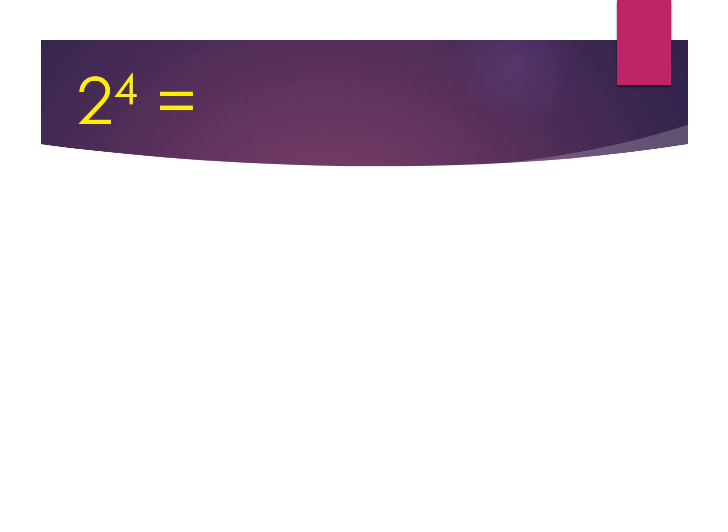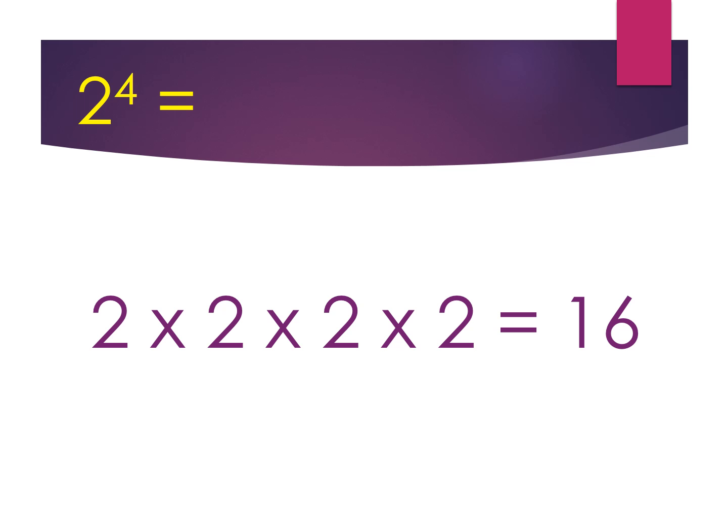In this example, we have 2 to the fourth power, and we want to calculate what that is. What 2 to the fourth power means is 2 is our base, and it's used as a factor 4 times. So I write down 2 4 times. 2 times 2 times 2 times 2, multiplied out, and it equals 16.